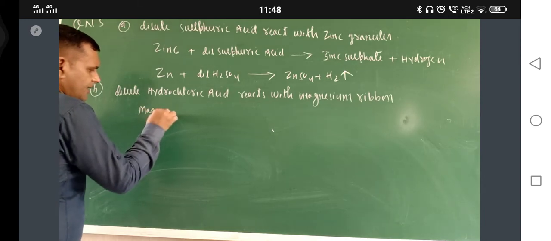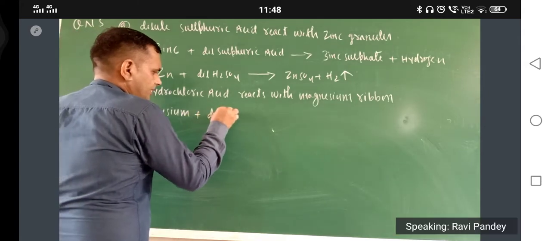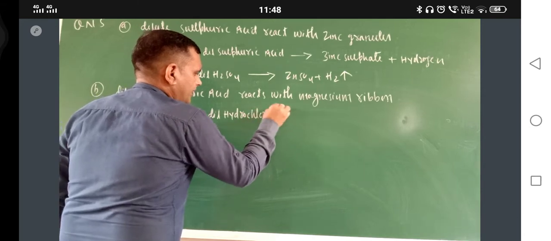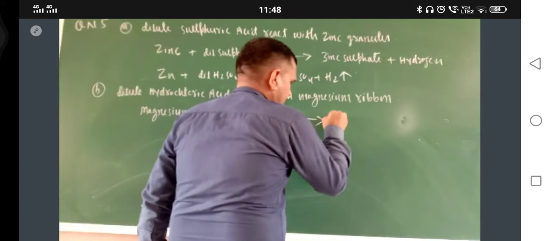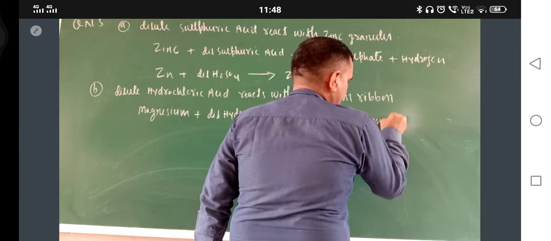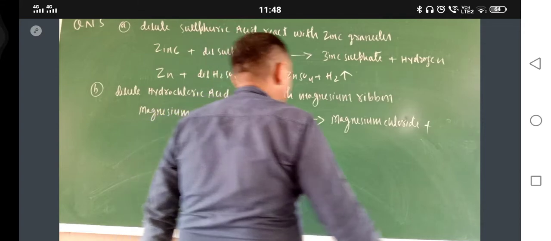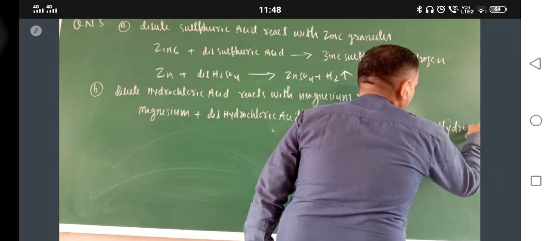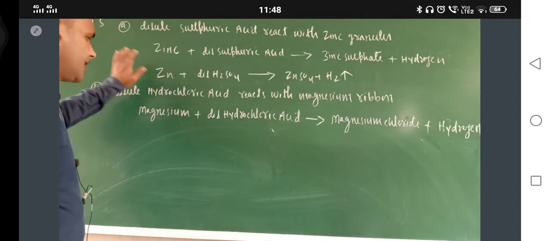Magnesium. Next one is dilute hydrochloric acid. Then what is the next one? Magnesium chloride plus what is there? H2, hydrogen. Okay, write down the reaction. Please balance the reaction also. Okay, here it is balanced.